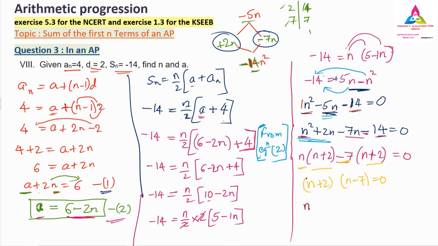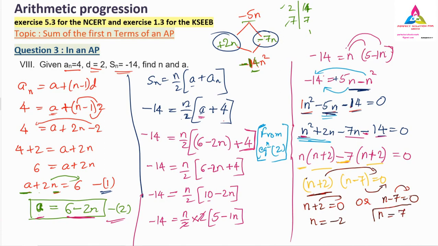So n plus 2 is equals to 0, we can take, or we can take n minus 7 is equals to 0. Now we have to take each term equal to 0. This one is equals to 0, and n minus 7 is equals to 0 also. In this, if you shift plus 2, what will happen? Minus 2. So n value will become minus 2. Or this minus 7, if you shift, what will happen? It will become 0 plus 7. So 0 plus 7 is nothing but plus 7. So we got two n values.